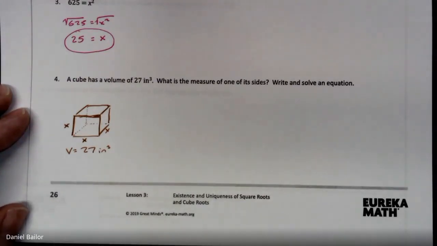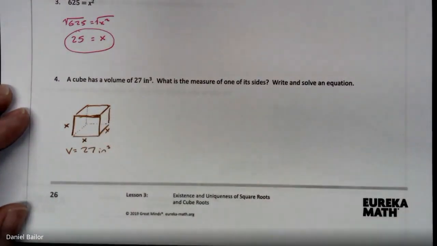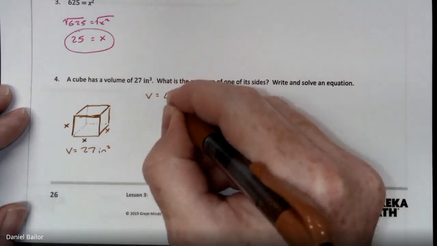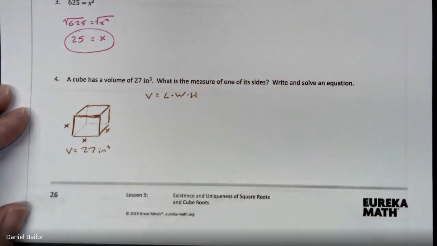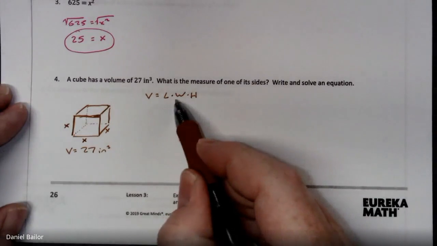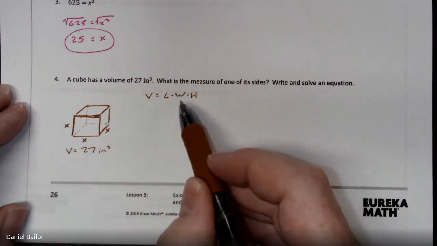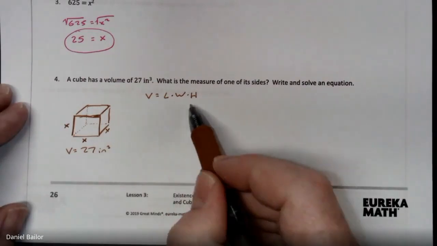So how do I connect the sides with the volume? Well, hopefully you remember that the volume of a cube is length times width times height. That's how you find the volume of a cube. Length times width times height. Because it's 3-dimensional, we have to measure 3 dimensions: length, width, and height.